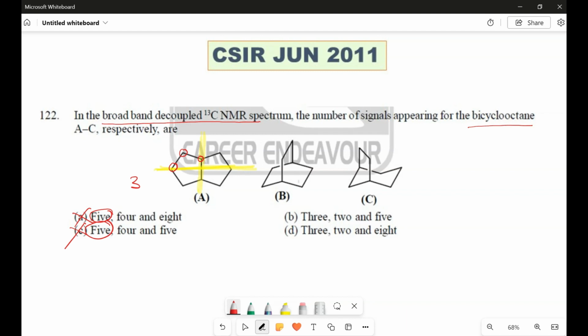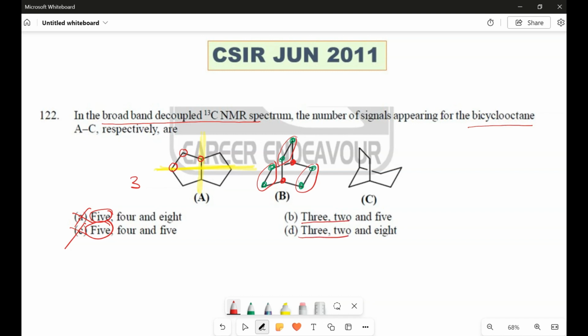If I rotate these two carbons, they are all the same. I can cut them into equal halves, so they are all the same. So I'll have this carbon, this carbon, these carbons, all inked in green, which are the same, so one signal. And the one I've inked in red will be the second one. So I'll have totally two signals. So 3 and 2, 3 and 2.